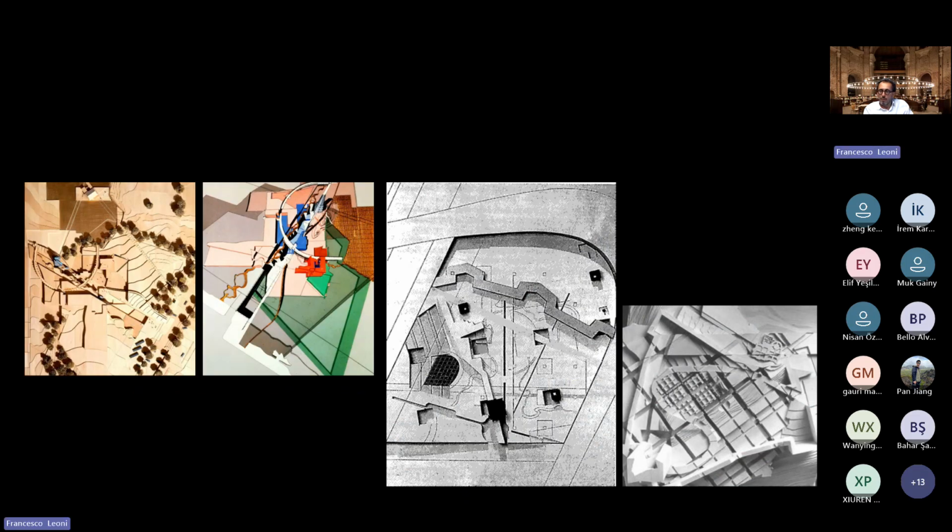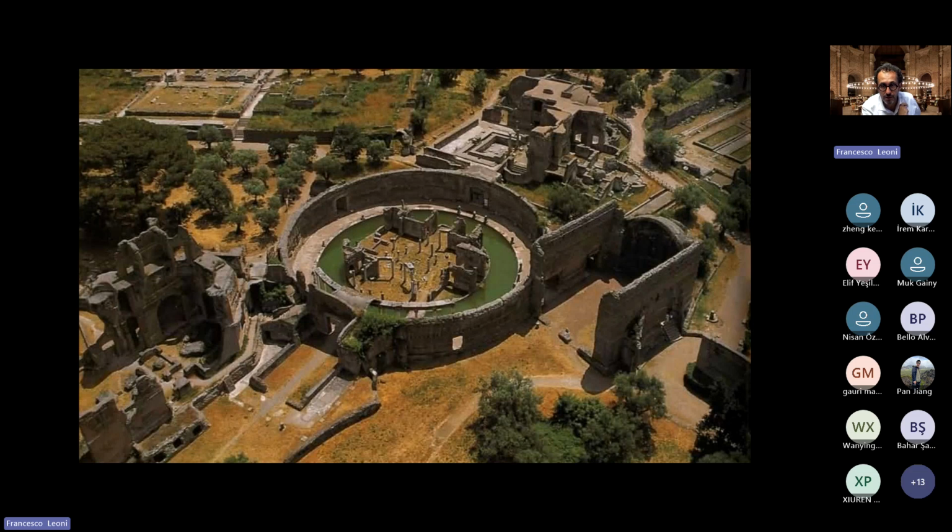Those are some projects from Peter Eisenman, again, projects from the 80s and the 90s. And if you look at them closer, you will see clearly, again, the same principle that used to organize Villa Adriana. And Villa Adriana, being an Adrian settlement, keeps all the features of Adrian's architecture that are those of circular architecture.